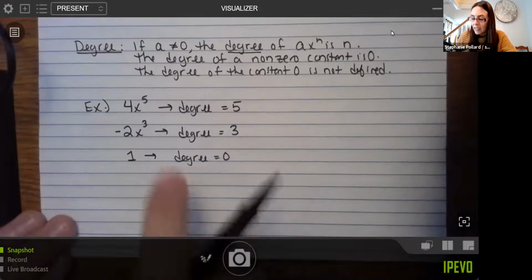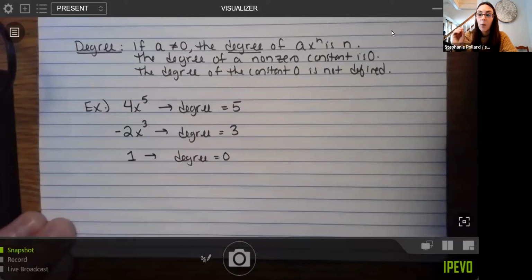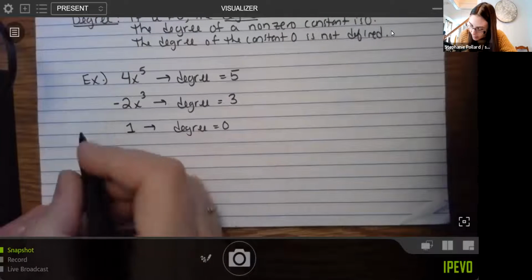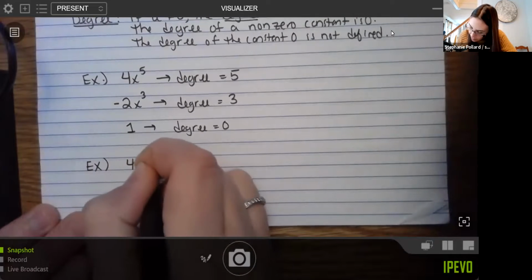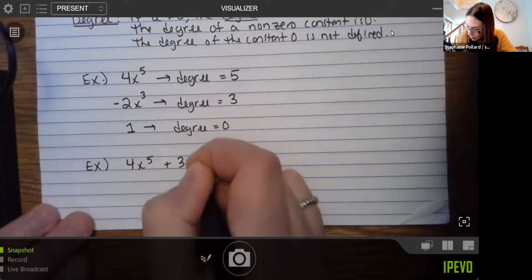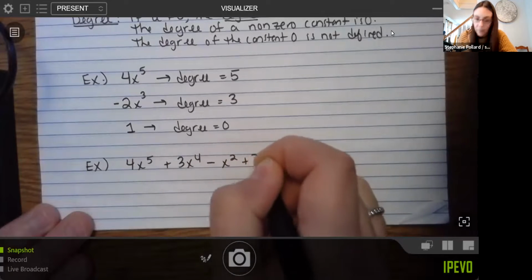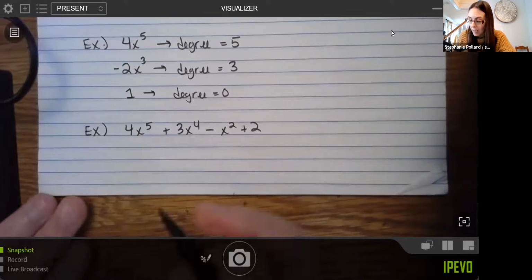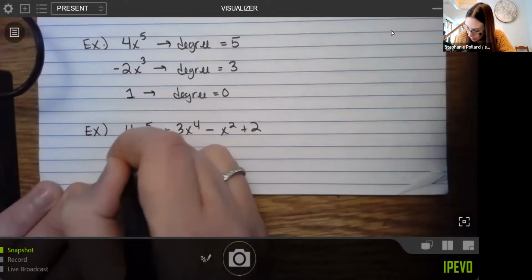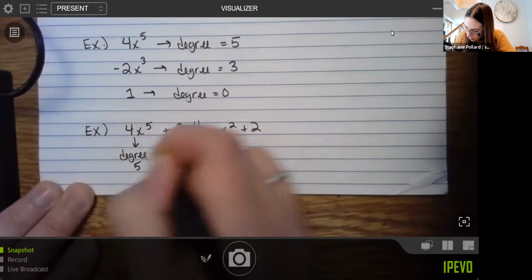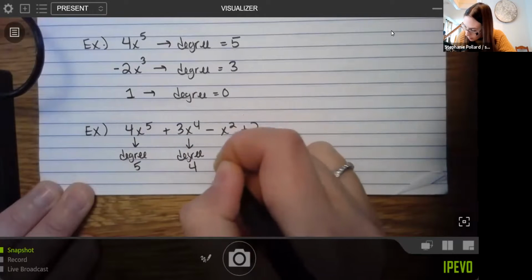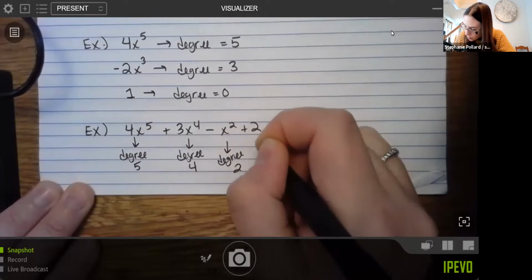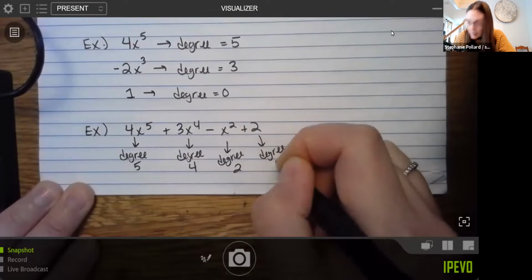Now, this is all for individual terms or monomials here. So what happens when you actually put it together as well? So let's say you have an example that is more than one term. Maybe I have 4x to the 5th plus 3x to the fourth minus x squared plus 2. So what you do in this case is you take each of the degrees. So the degree here is 5. The degree here is 4. The degree here is 2. And the degree here is 0.